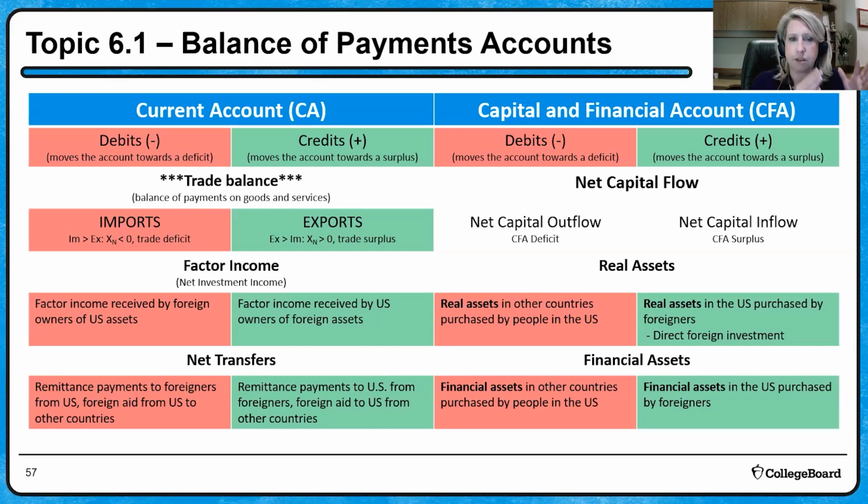Imports and exports, that's the most important part. The balance of payments on trade, right? The balance of payments on goods and services, that's a current account transaction. Net capital flow, that's a capital and financial account. Net capital outflow means the CFA is a deficit. Net capital inflow means the capital and financial account is in a surplus. So balance of payments, we want to think surpluses and deficits.